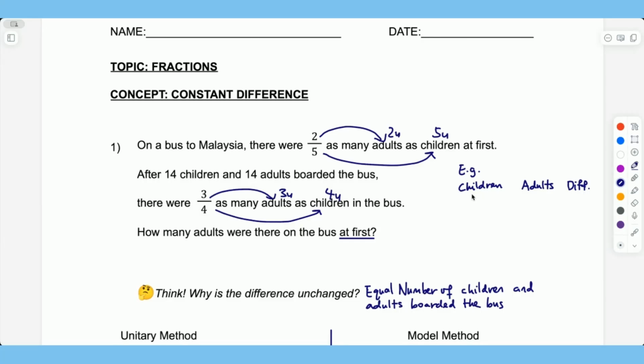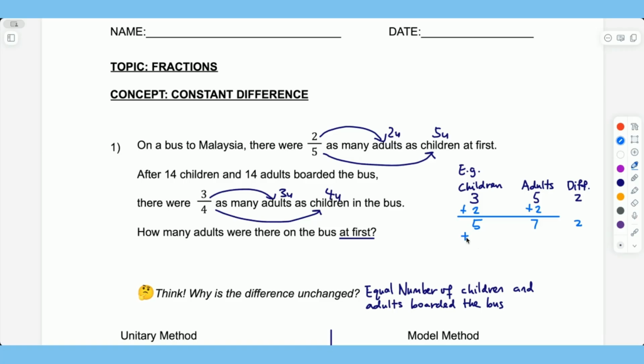Suppose there were 3 children on the bus and 5 adults at first. The difference here is 2. Then 2 children and 2 adults boarded the bus. Now we have a total of 5 children and 7 adults. The difference between them is still 2.